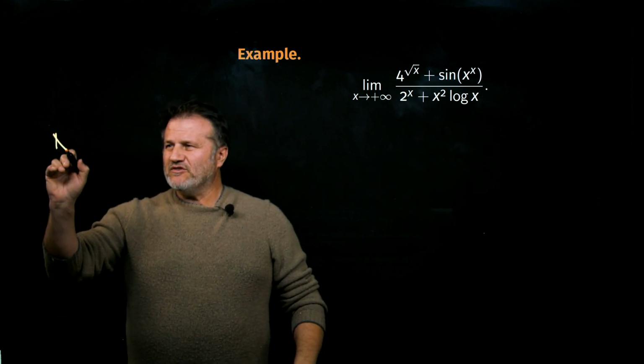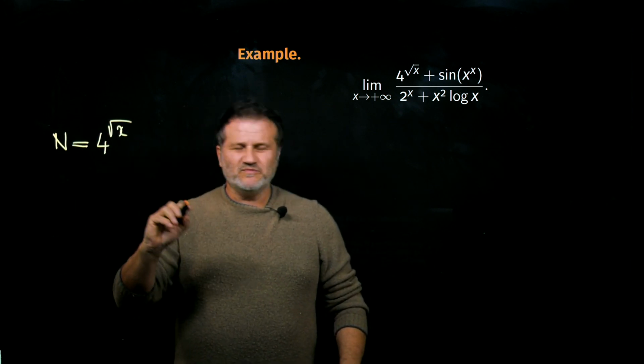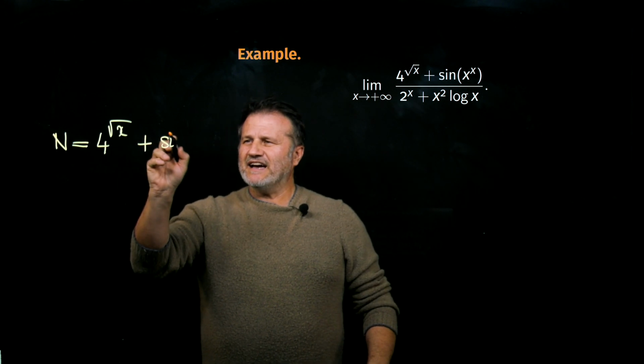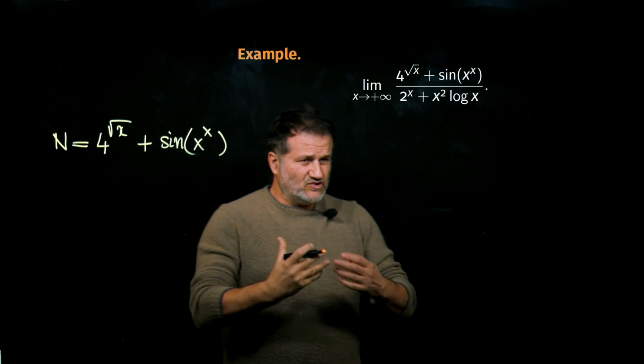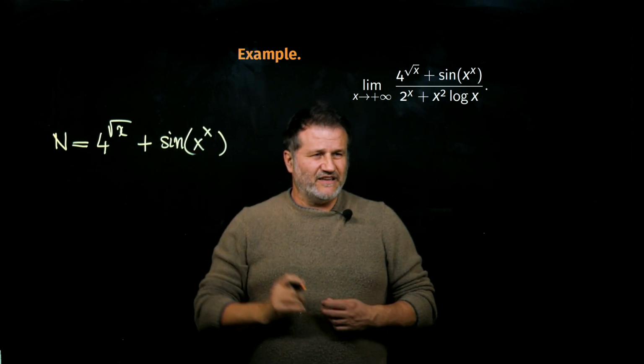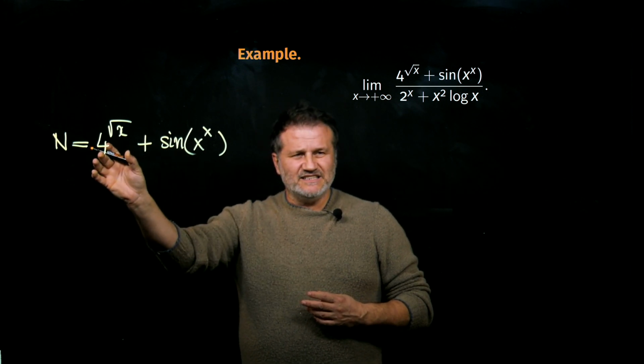So for the numerator, we have that it is equal to 4 to root of x, that clearly goes to plus infinity, plus sine of x to x. Even if x to x goes to plus infinity, sine does not have a limit. In any case, it is bounded, and therefore we may expect that this term will dominate.